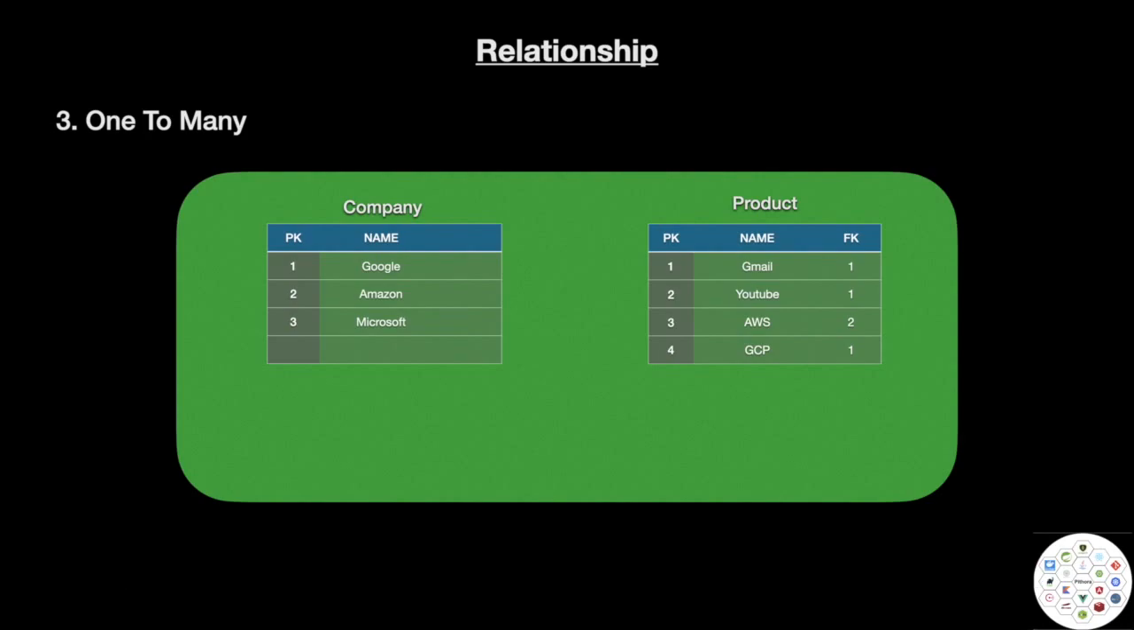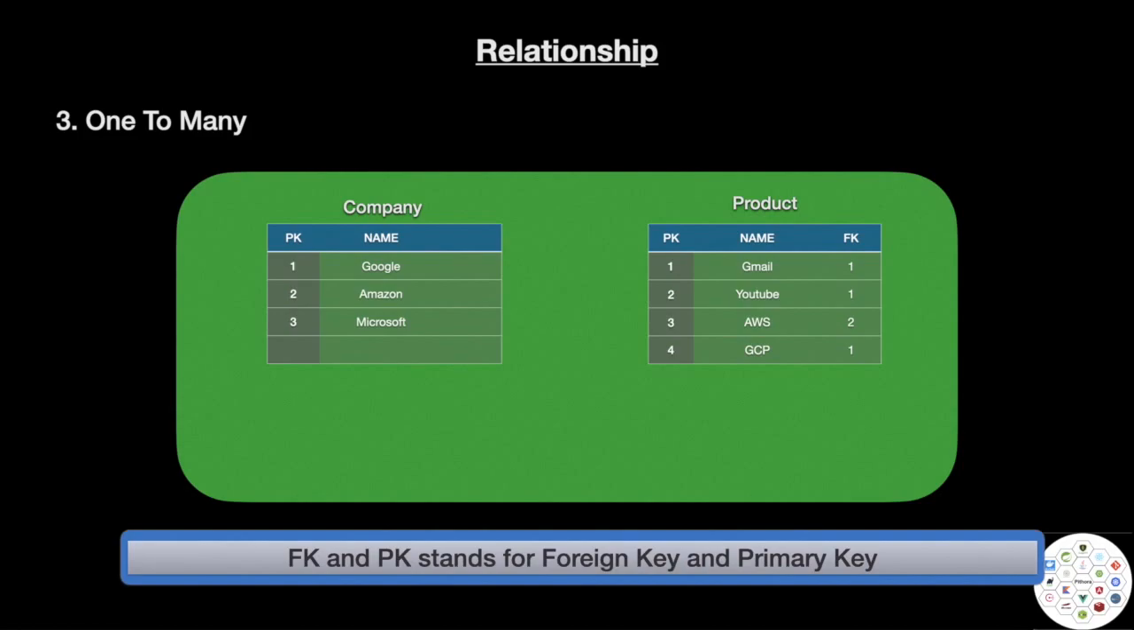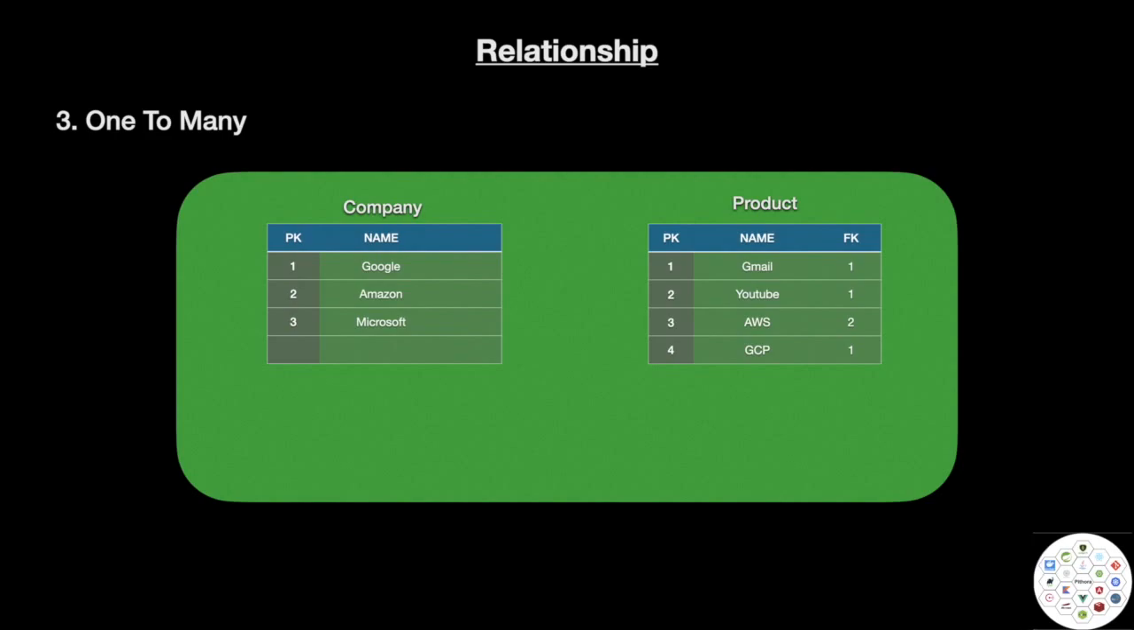Here what we are doing is, as you can see, because this is one to many, how can we achieve that? In the product table we have mentioned the FK of the company. So as you can see here, Gmail, YouTube, GCP, here you can see I have placed 1 as a FK in the records Gmail, YouTube and GCP, and 1 represents Google in the company table. And here the third row in the product, that is AWS, is connected with 2, which is Amazon. So this is the way one to many is done.